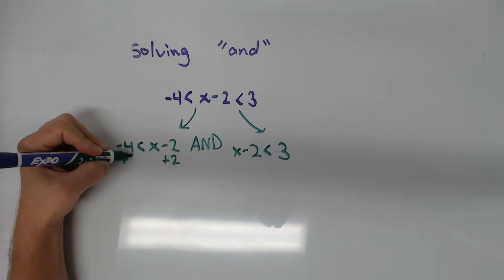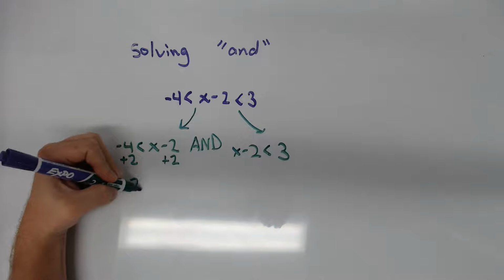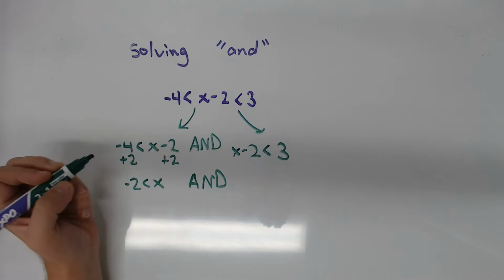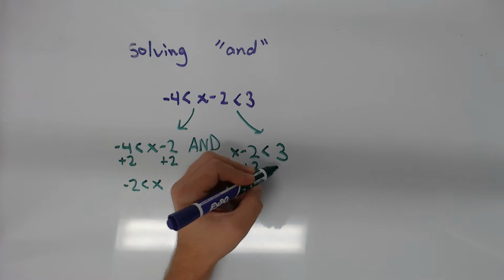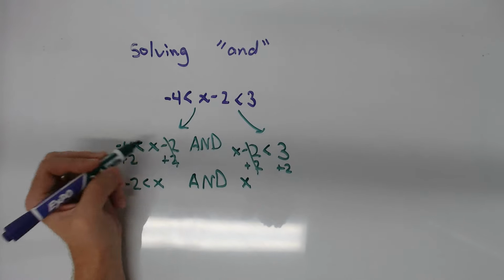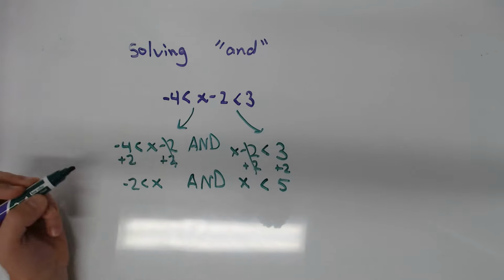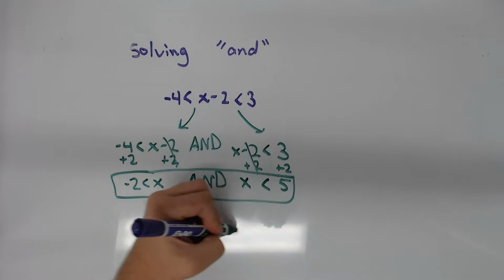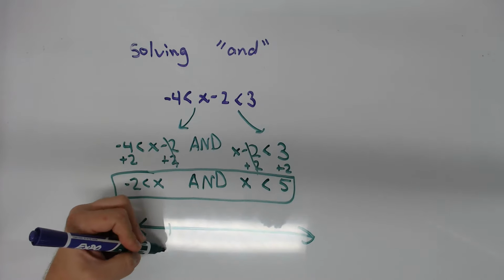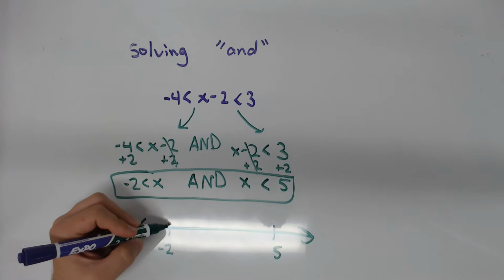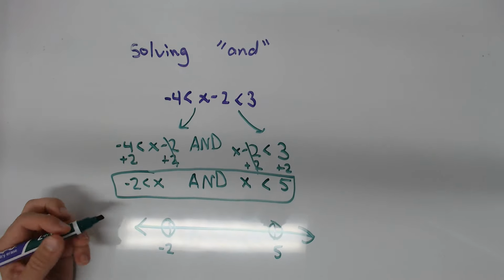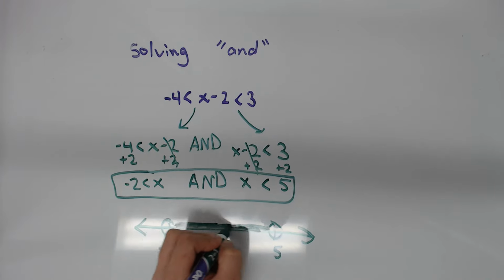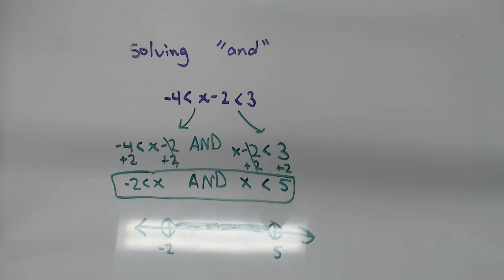So now I can just do my algebra steps. I'm going to keep that word and in every step. Add 2 in this one as well. Keep forgetting to cross out my numbers. And this is my solution. So graphing that, I would need to be bigger than -2 and smaller than 5. Both would be open circles. Bigger than -2 is this way. Smaller than 5 is this way. And just like we expect an and inequality to do, it meets in the middle.